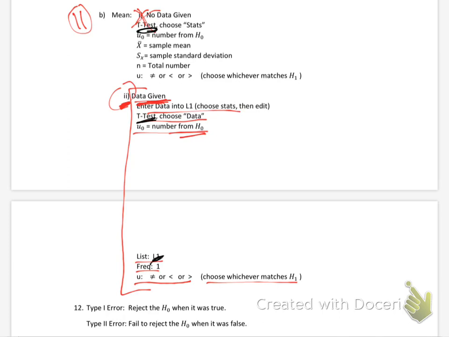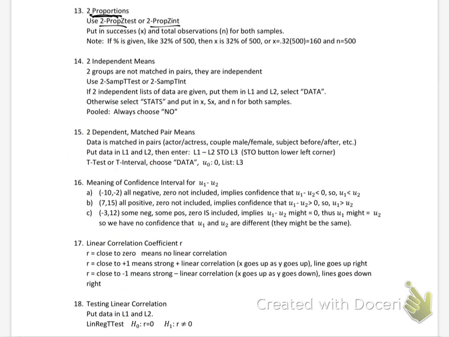One group, L1. But now, two proportions. In a minute, two independent means, two dependent means. These are all two now. So you have to identify on the final whether there's two samples or one. So we clearly have two proportions here, number 13. It's not two means, is it? It's two proportions, two P's on this problem.